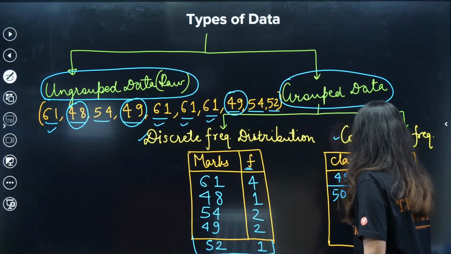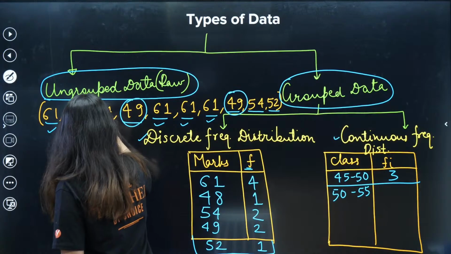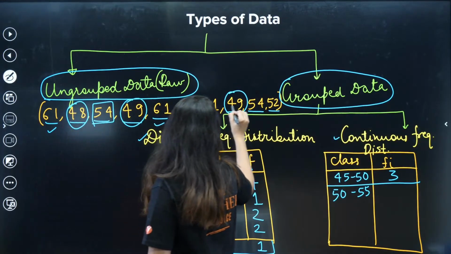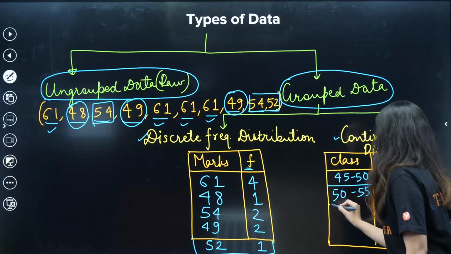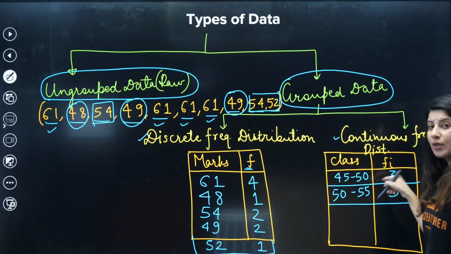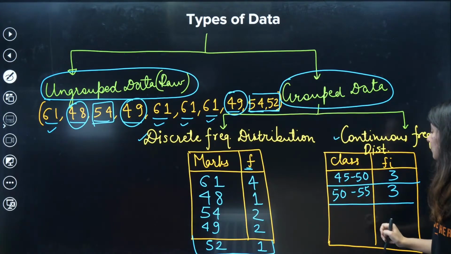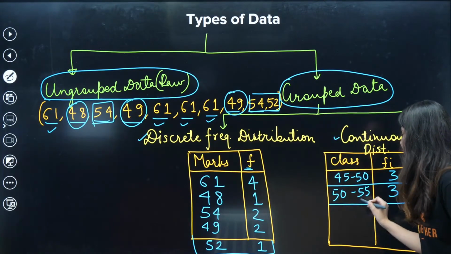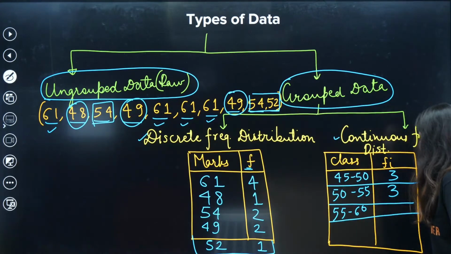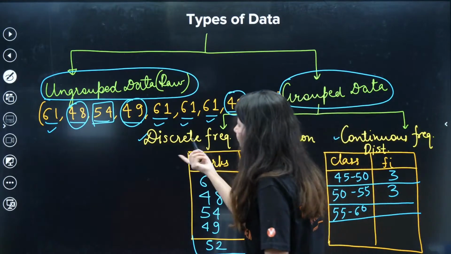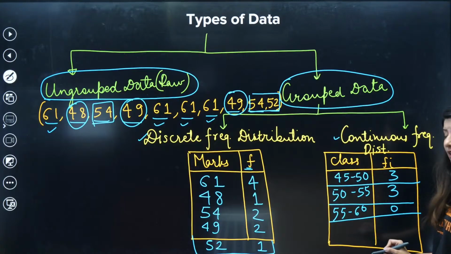Then 50 to 55. Tell me how many students are in this range? So we have 1, then we have 3. Again 3, 50 to 55. So how to read this data? 3 students are getting marks in the range 45 to 50. 3 students are getting marks in the range 50 to 55. Then 55 to 60. How many students are getting marks? I cannot see any students in this range. So 0 would be the frequency.